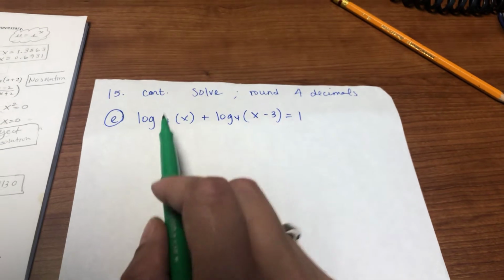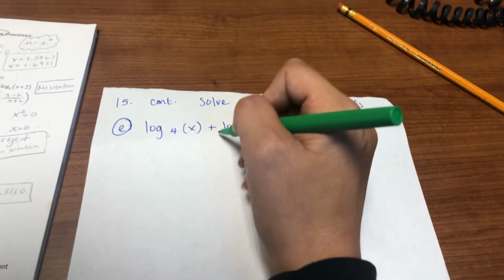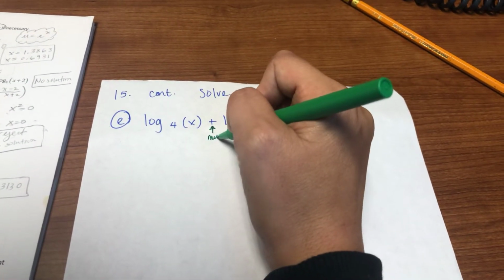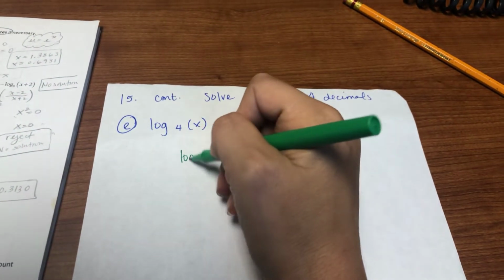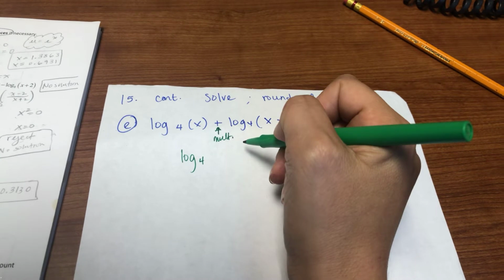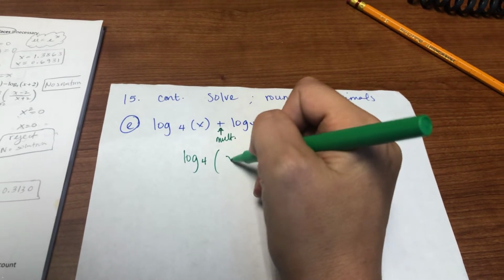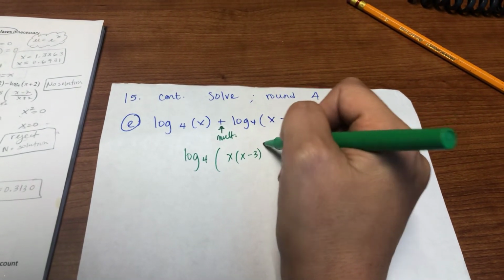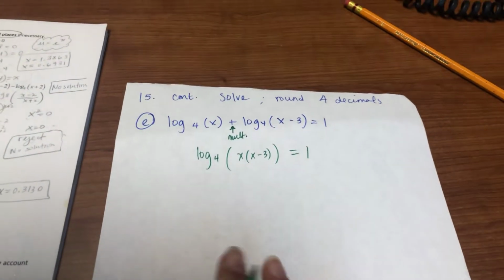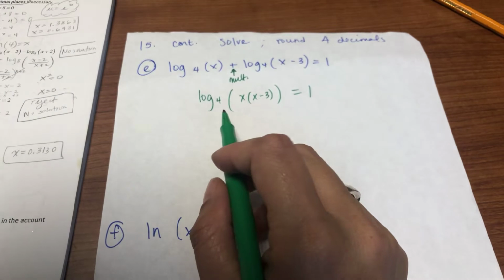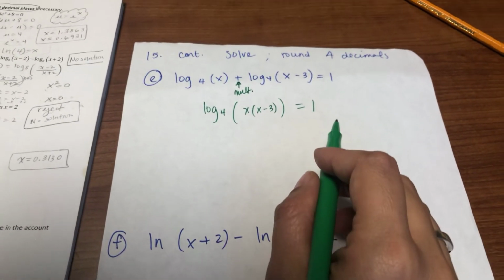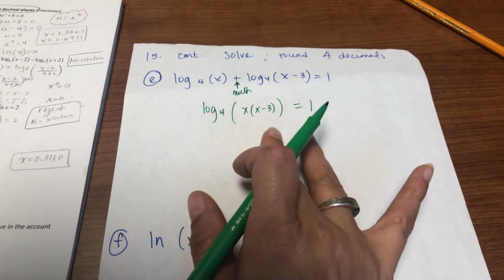In this case, we have a plus. Remember, plus was code for multiplication. So we have log base 4 of x times x minus 3 equals just 1. Here we find ourselves with a dilemma once we condense. We don't have a log equal to another log anymore, so we can't just set these equal to each other.